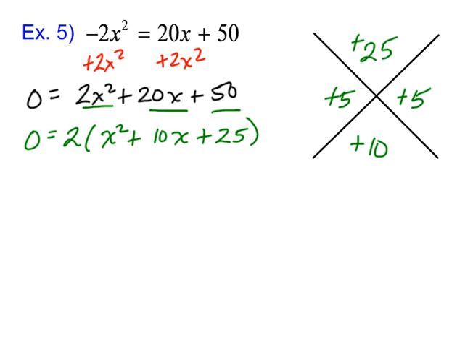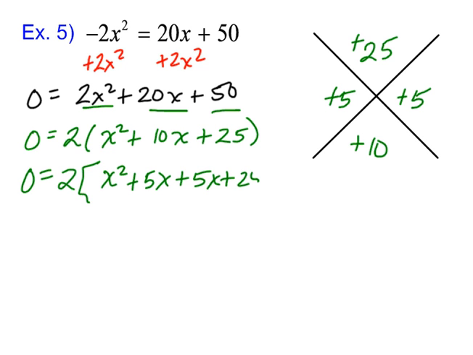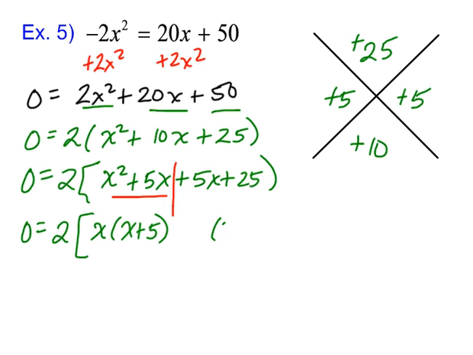Let's rewrite what we have. 0 equals 2 times the quantity of x squared plus 5x plus 5x plus 25. We're going to cut that in half. Take a look at it. Again, as we're looking at things, that 0 is coming with us, 0 equals, and this 2 is still coming with us as part of it. Greatest common factor is x. Take out x plus 5. Write down x plus 5 on the other side, and multiply that times positive 5.